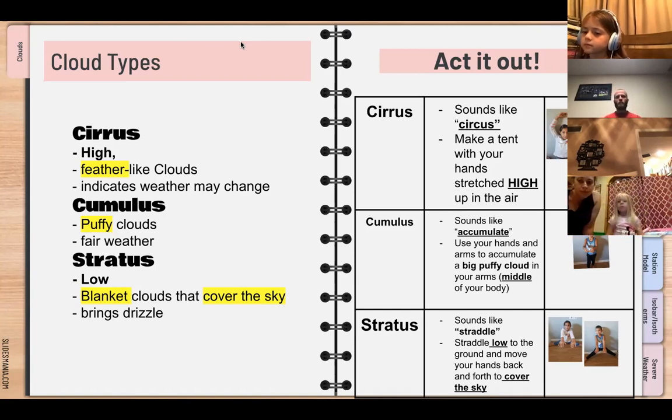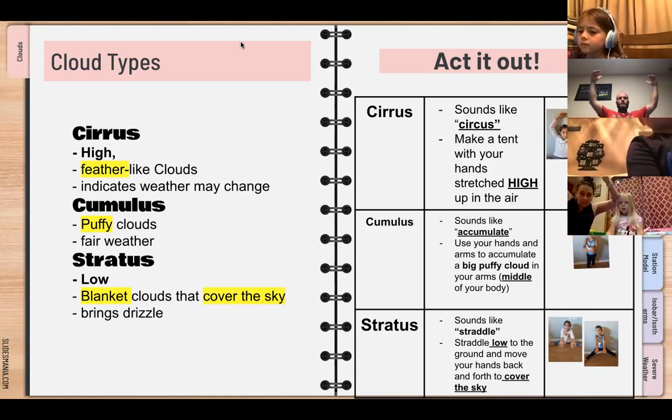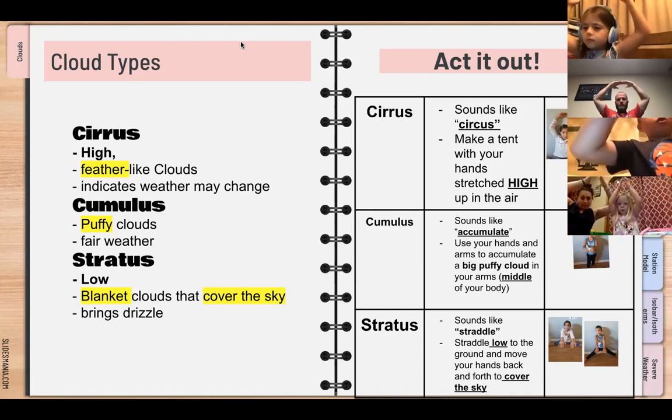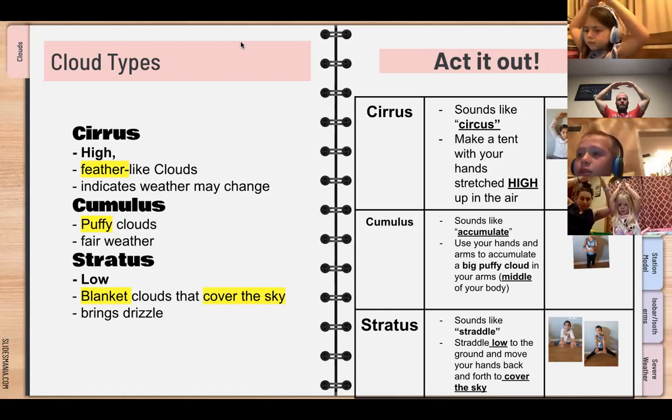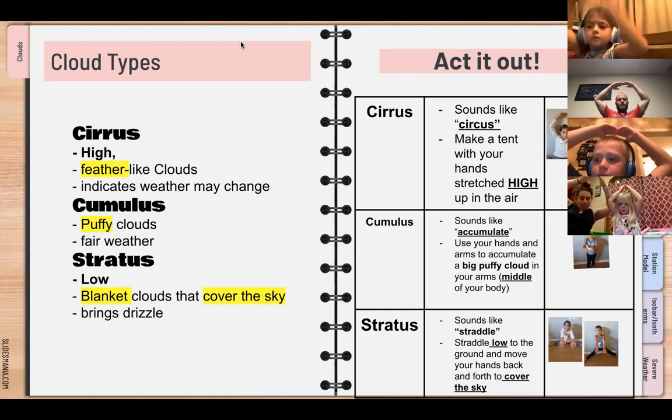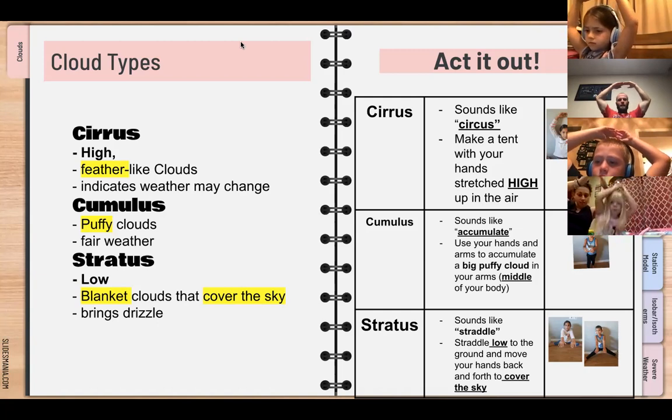So everyone go ahead. We're going to make a tent with your hands stretched high up into the air. So everyone go ahead and do that right now. Let's stretch our hands high into the air and make a tent. And again, that's going to remind us of a cirrus cloud because cirrus sounds a lot like circus. And those cirrus clouds are high up in the air. All right, so there's our cirrus cloud.